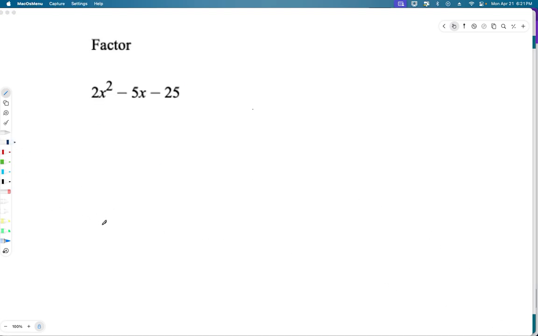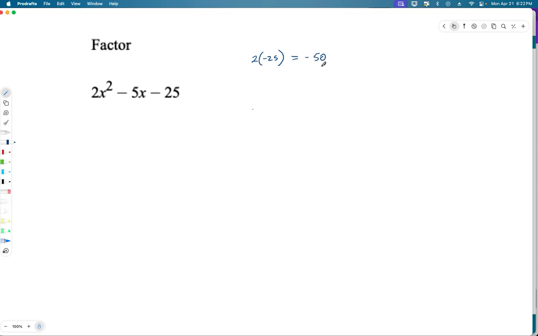All right, this problem says to factor. So what I see here, we have 2x squared minus 5x minus 25. I see a -5 and a -25. In order to factor this, I'm going to have to multiply. So I need to say 2 times a negative 25. So 2 times negative 25, that's the first and the last, that equals negative 50.